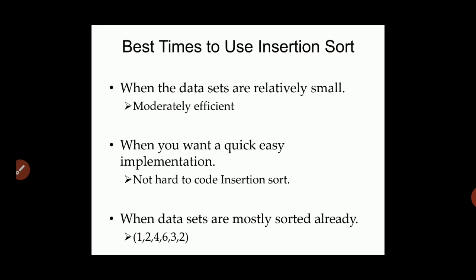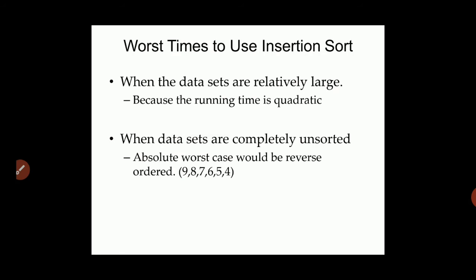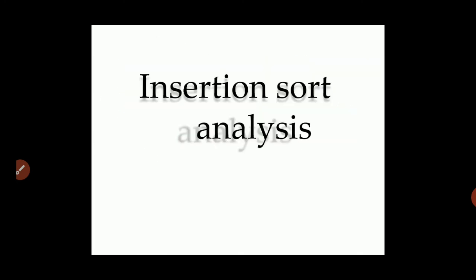is when the data set is relatively small. We will discuss this point in the features of insertion sort. It is moderately efficient when you want a quick, easy implementation that is not hard to code, and mostly when the data is already mostly sorted. The worst condition to use it is when the data is larger, and the data is in absolutely reverse order.